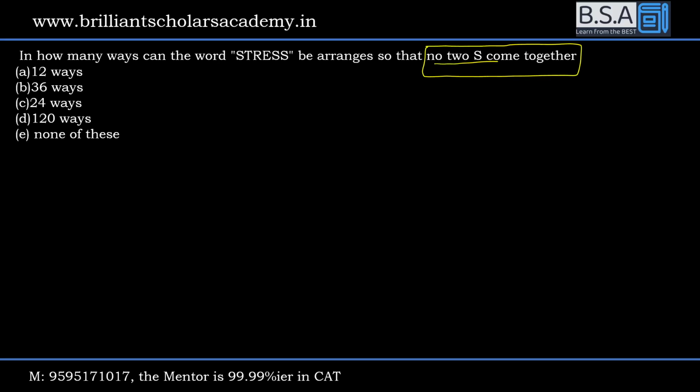Very good. देखो, I don't want S to be together. So look at these: T, R, E. They can be arranged in 3 factorial ways. Now, when I talk about S, 1, 2, 3, 4, the first one has got 4 options. The second one has got 3 options. The last one has got 2 options.